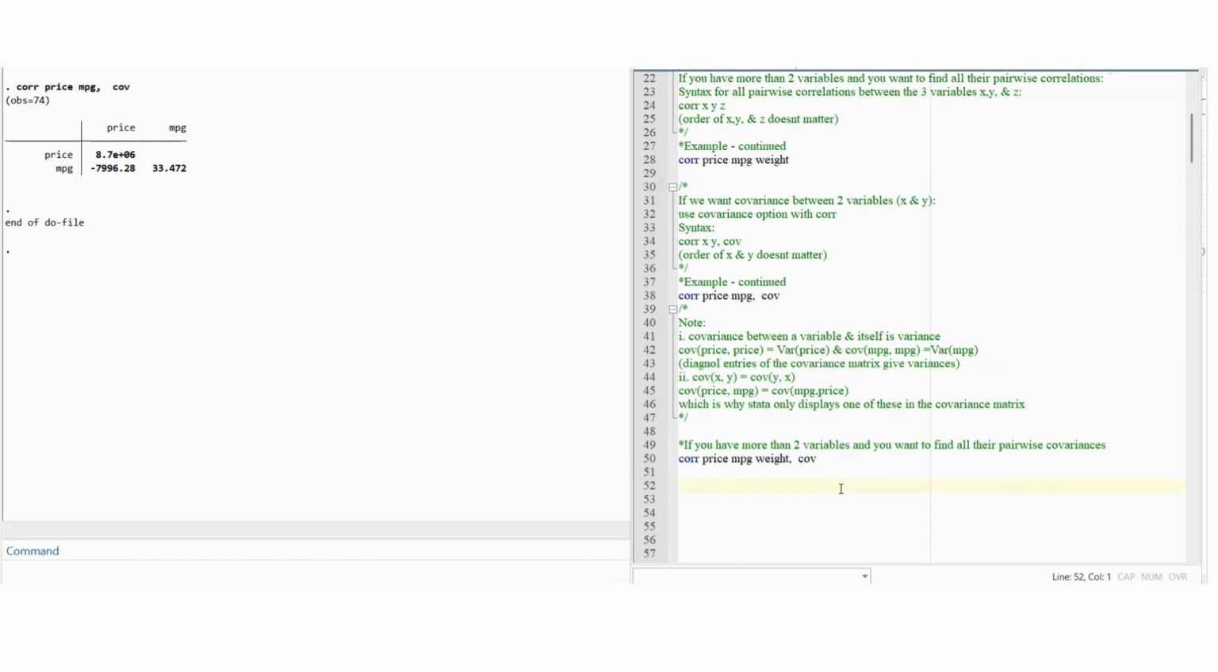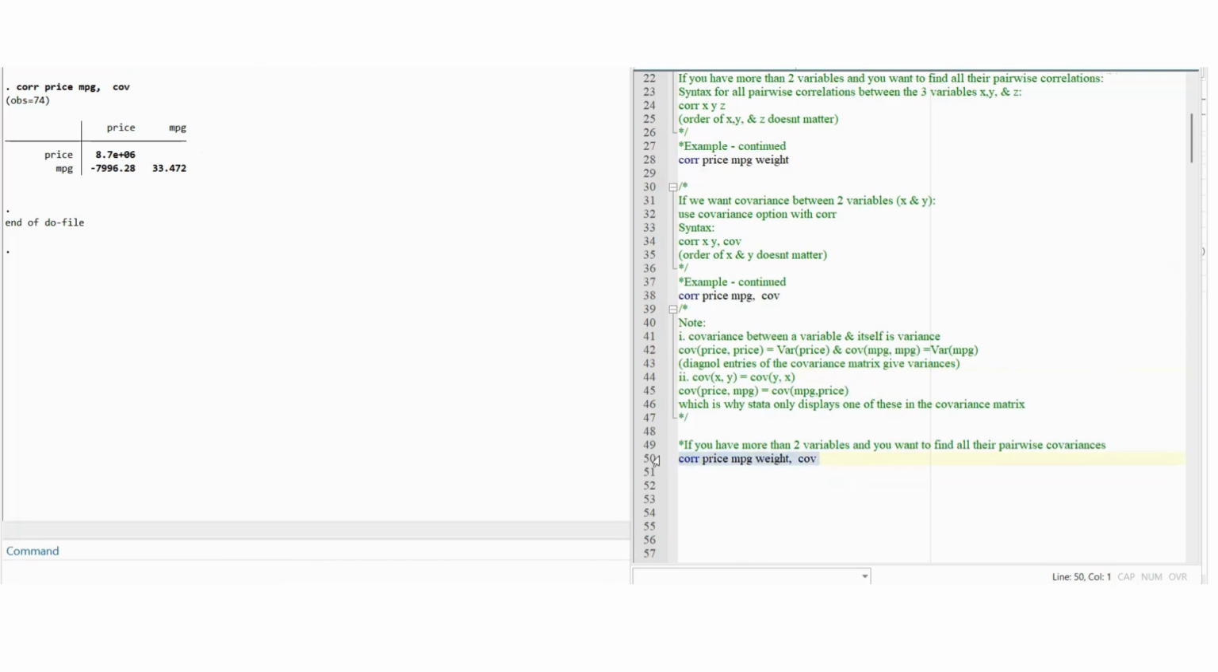If you have more than two variables and you want to find all the pairwise covariances, say you have three variables, x, y, and z. So you want to find the covariance between x and y, between x and z, and between y and z. So for that, after correlation, you write all of your variables and then just add the covariance option. This will give you all pairwise covariances between all these variables.